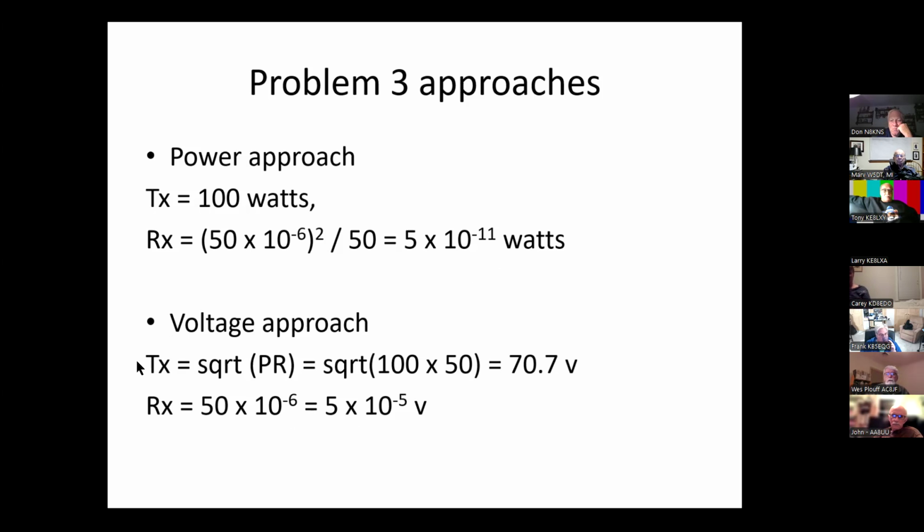To convert that to voltage, you take the square root of power times resistance, or the square root of 100 times 50. The square root of 5,000 is 70.7 volts, and 50 times 10 to the minus 6 volts is the same as 5 times 10 to the minus 5. So that's the 50 microvolts. So now if you want to calculate that in decibels, let's go to the next slide here.